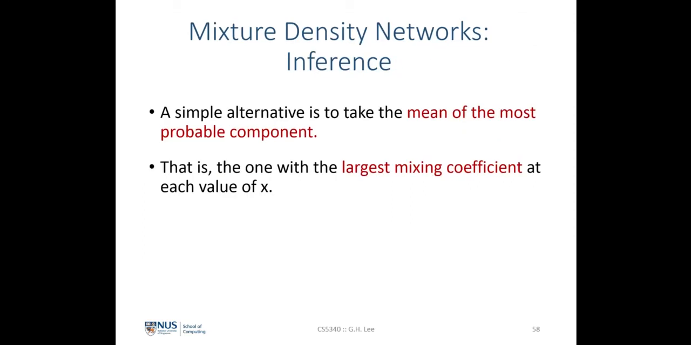And hence, a simple alternative is just to take the mean of the most probable component. What this means is that I will simply take the mu k of x that corresponds to the largest pi k, which is the mixing coefficient that is output from my deep neural network.